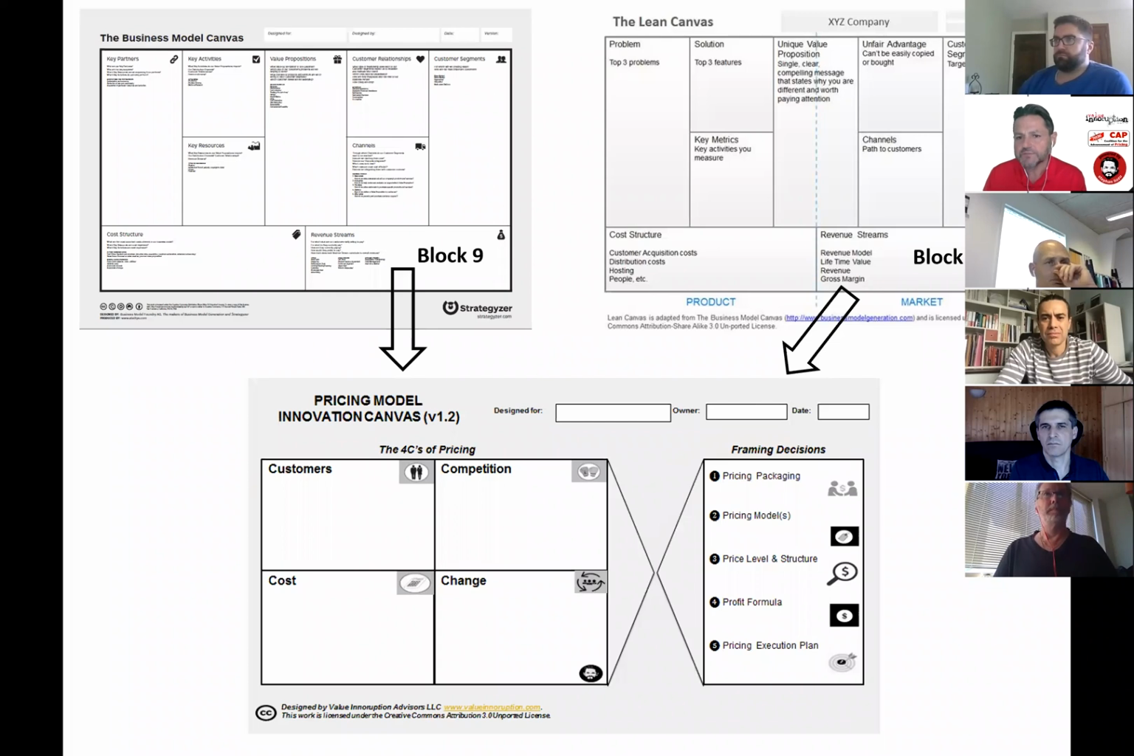And where are the pricing experts? Well, and what framework do they use? Well, this is me, and I'm using PMIC, for example.